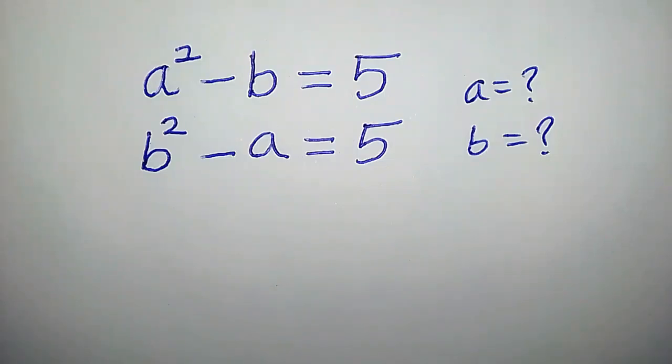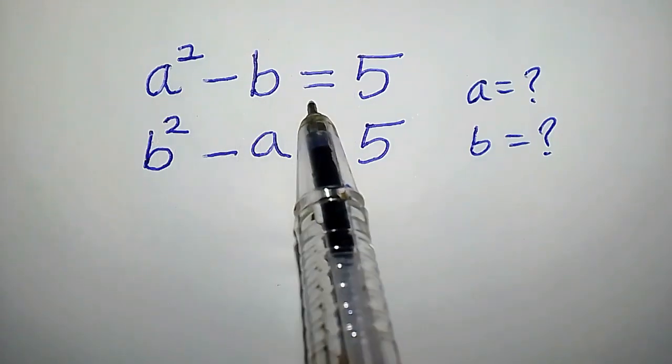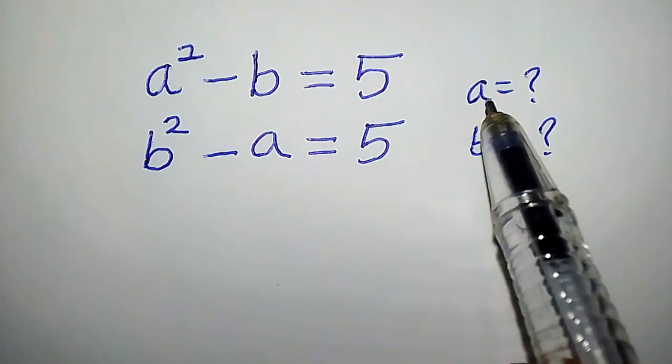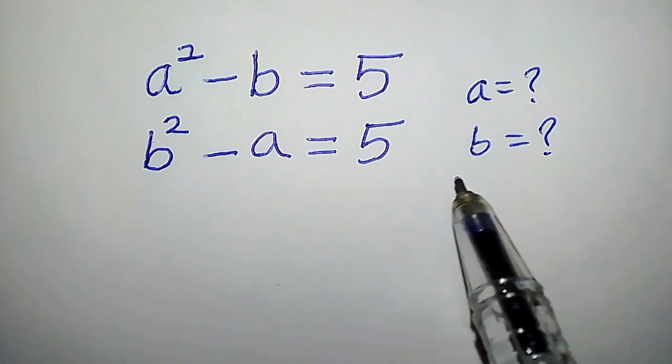Hello, welcome. Let's solve this system of two equations: a squared minus b equals 5, and b squared minus a equals 5. How do we find the value of a and the value of b?